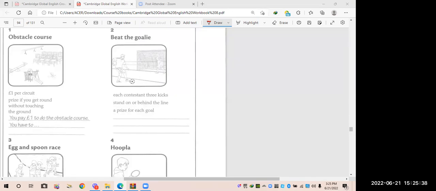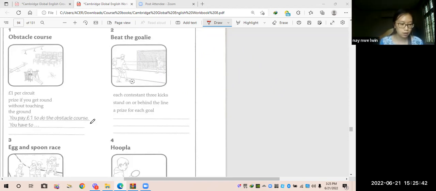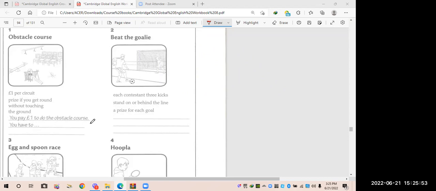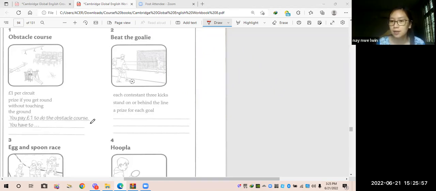Okay. So we have finished all the exercises on unit 15 from the course book and from the workbook. So is there any question about unit 15? About the grammar points, about the vocabulary, there is no question, right?